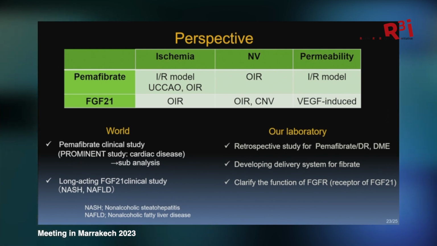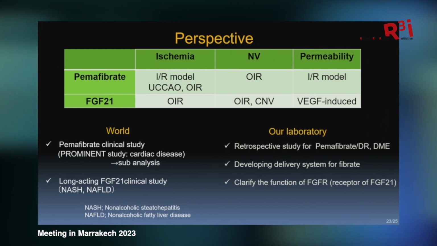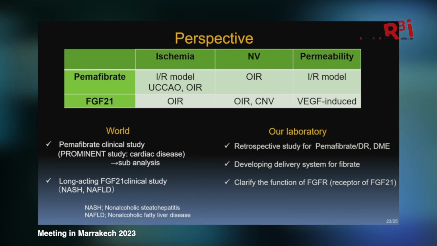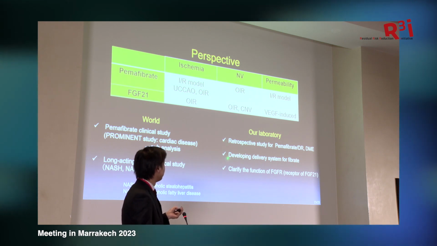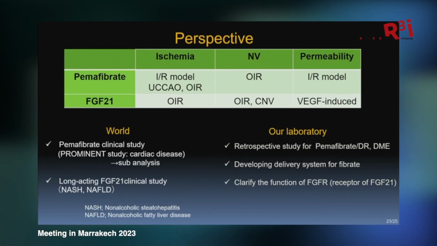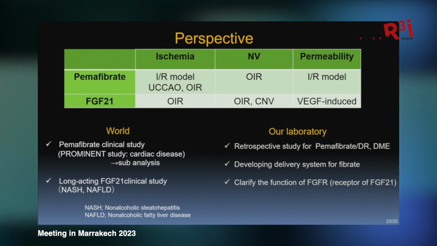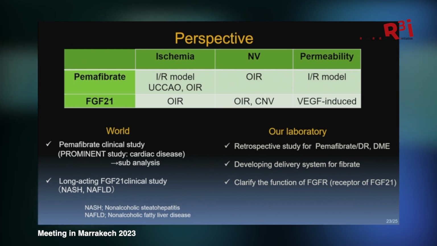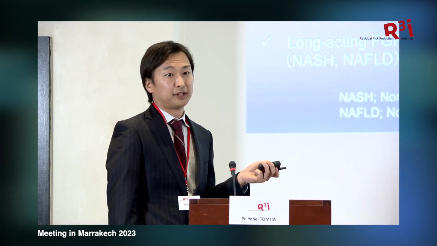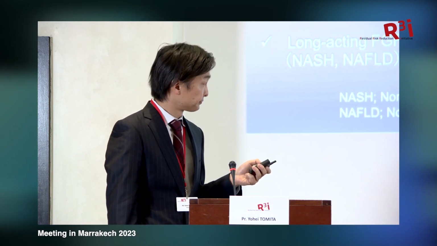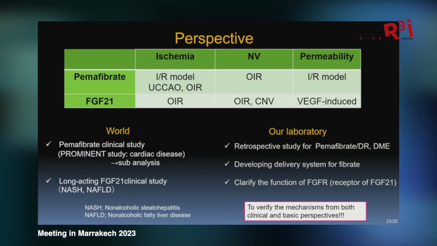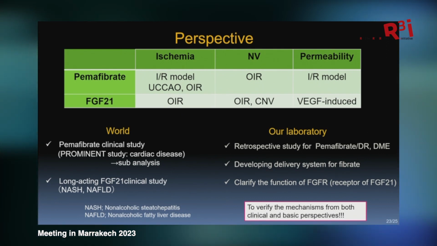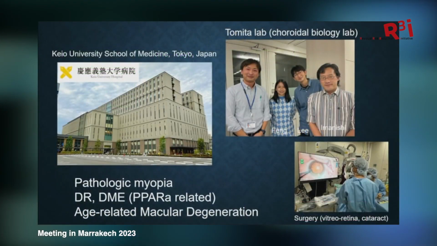And in our laboratory, we are conducting a retrospective study of pemafibrate for DME or DR progression. And we are also developing a new delivery system for fibrate. And now we are trying to clarify the function of the FGF receptor, which is crucial for FGF21 functionality. So verifying the mechanism from both the clinical and the basic perspective is my purpose.